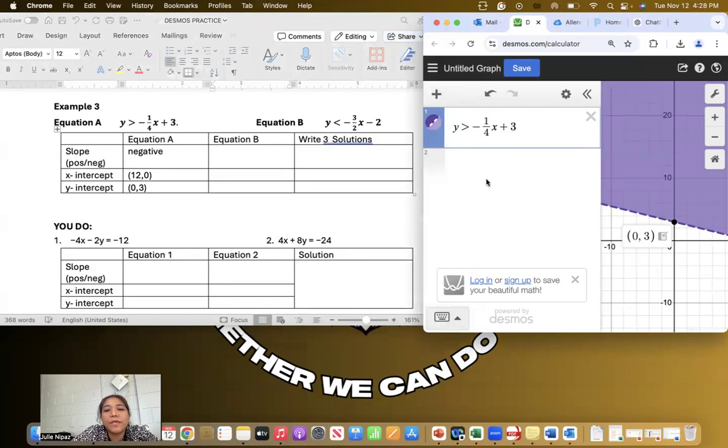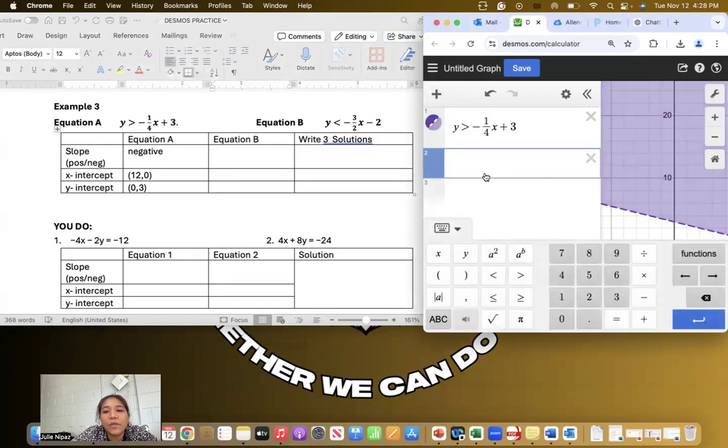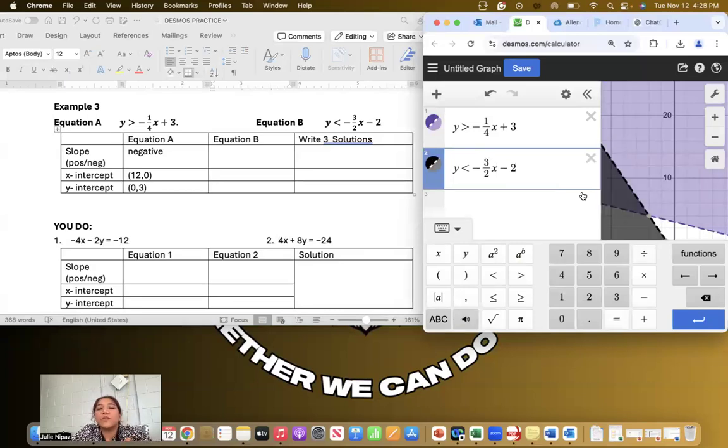Next, for equation B. So equation B simultaneously with your equation number 1 or equation A. So this is now y is less than negative, then that should be a fraction. So type the divide button, 3/2 x minus 2. All right? So I'm now having a black region and a purple region, right? Let me focus on equation B first to complete this column here.